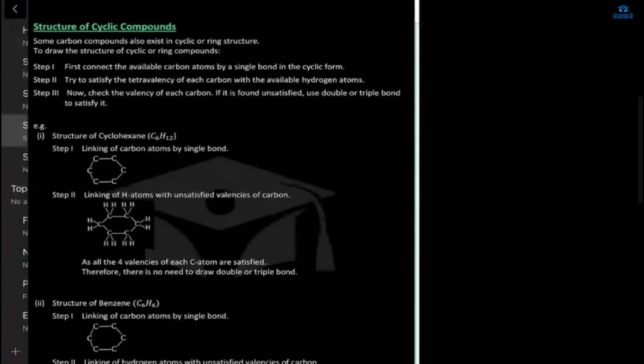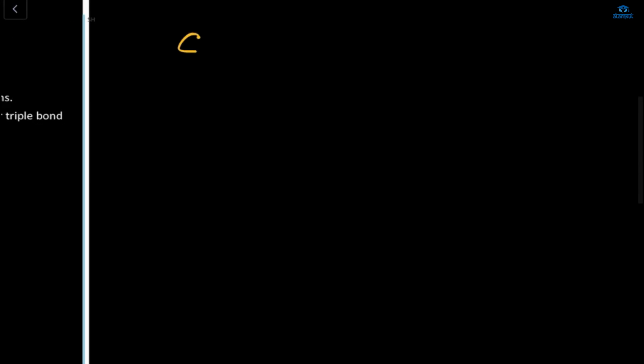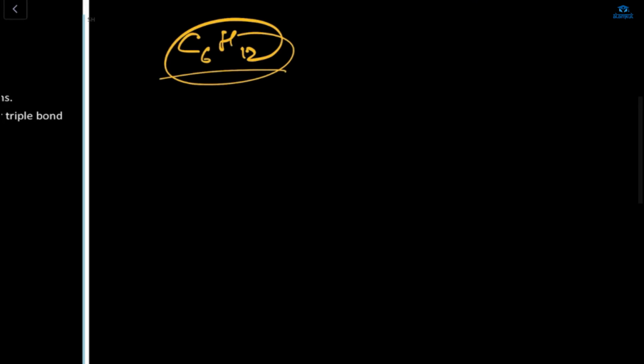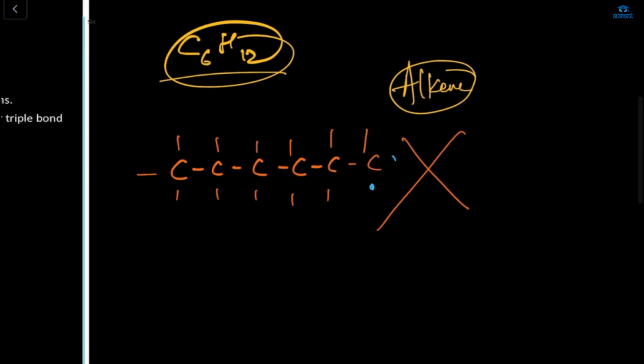Next is the structure of a cyclic compound. So C6H12. Now you tell me, for C6H12, which formula will apply: alkane, alkene, or alkyne? Alkene, okay. But first, let me try with alkane. If I try with alkane, it's 6 carbons, 1, 2, 3, 4, 5, 6, and 12 hydrogen, 1, 2, 3, 4, 5, 6, 7, 8, 9, 10, 11, 12. Yes, this is wrong. It should be H14, no?